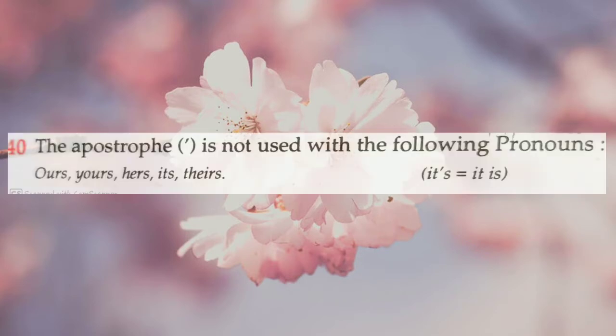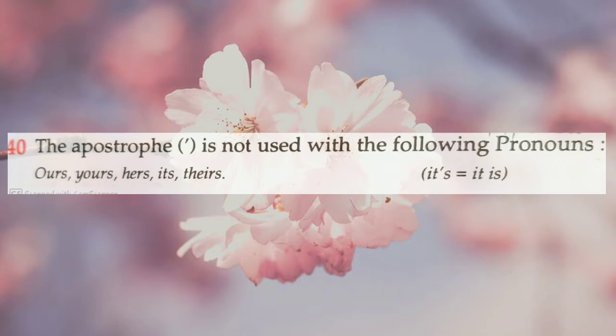Rule number 40 says the apostrophe is not used with the following pronouns. For example, ours, yours, hers, its, theirs. In these words, we will not use apostrophe s, because when we use apostrophe s, it has a different meaning. For example, when I say it's with apostrophe s, it means it is. It is not a pronoun, but it is the short form of it is.